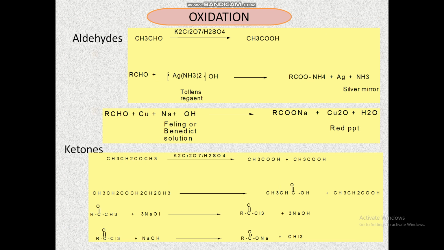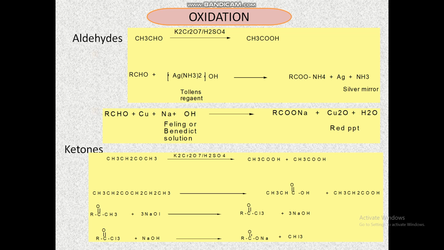Aldehydes also reduce Fehling solution. Fehling solution contains copper sulfate, sodium hydroxide, and sodium potassium tartrate. Benedict solution contains copper sulfate with sodium carbonate and sodium citrate. Due to this reduction, the blue color of the cupric ion is discharged and a red precipitate of cuprous oxide is formed. So this is the oxidation of aldehydes.